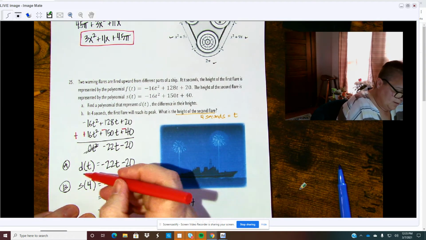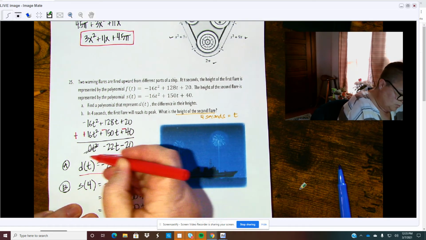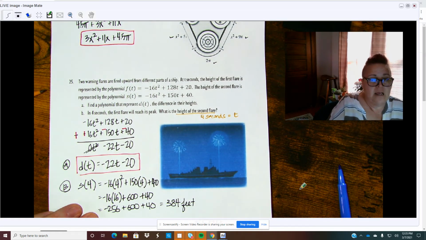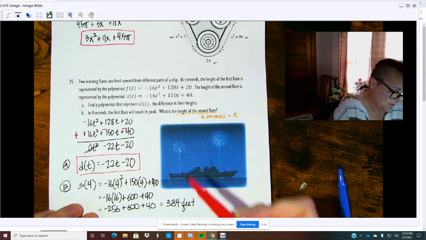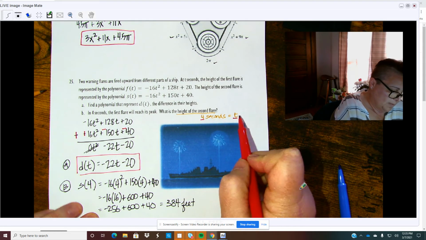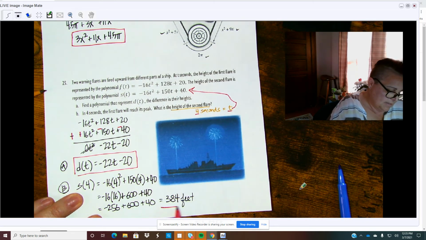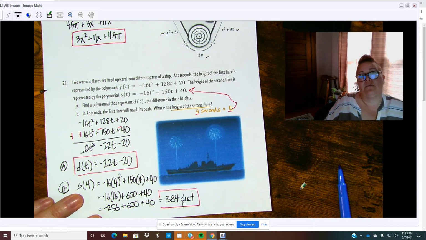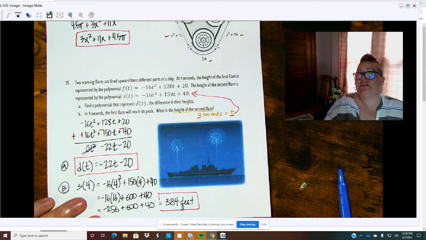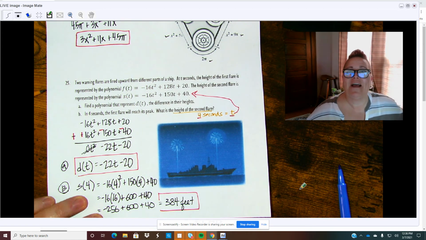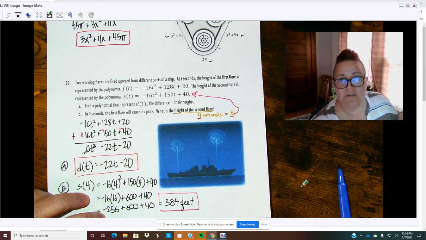All right, so I figured out that I needed to subtract the polynomials to make the new one for part A. And then for part B, we just were given a time of 4 seconds and then asked about the second flare. So we knew t would equal 4, and we put that into the second polynomial function to get 384 feet. Okay, that covers the bulk of what you'll see in section 5.5. If you have any questions or concerns, please don't hesitate to reach out to me or to contact the Math Center to get a little bit more assistance. All righty, thank you. We'll see you in 5.6.